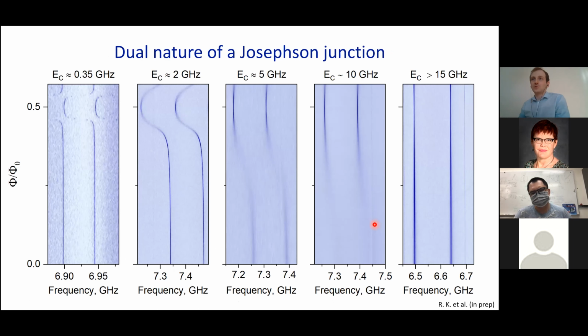I will not go into too much detail here, and it's still work in progress. I just wanted to share with you this data, which shows an evolution of spectra when you make junctions smaller and smaller. All these plots are spectroscopy data of two transmission line modes in a flux range from 0 to half. At 0 you have maximum EJ, at half you have minimum EJ, and this is the smallest EC, or the largest junction.